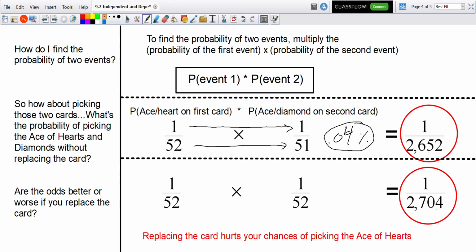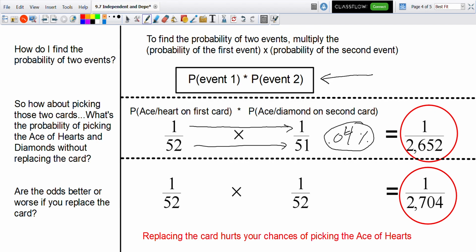So it's a little bit worse chance when you replace the cards that you get the ace of hearts and then the ace of diamonds. Again, big reminder here, to find the probability of two events like this, you just multiply their probabilities together.